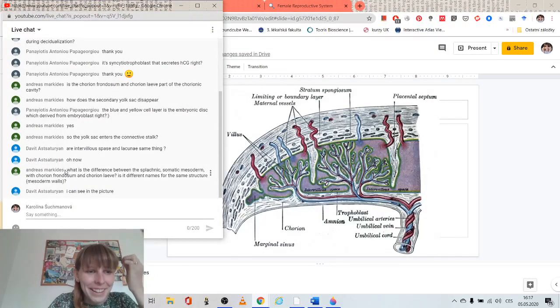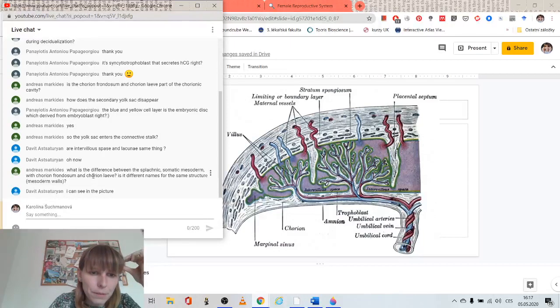Yeah, exactly. So, here we go. What is the difference between the splanchnic and somatic mesoderm with chorion frondosum and chorion laeve? Are they different names for the same structure, the mesoderm wall?